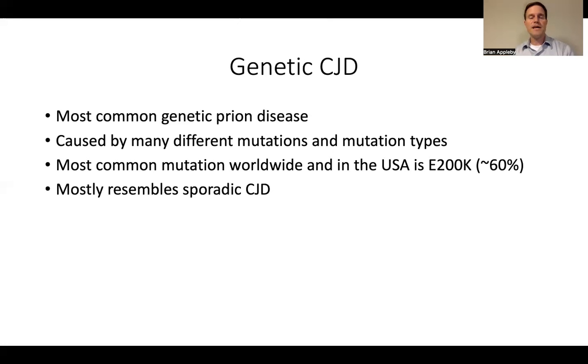And as you would probably guess from its name, it very closely resembles sporadic CJD. It looks like it clinically, neuropathologically, and a lot of the diagnostic tests that we use to diagnose sporadic CJD will also be positive in genetic CJD.